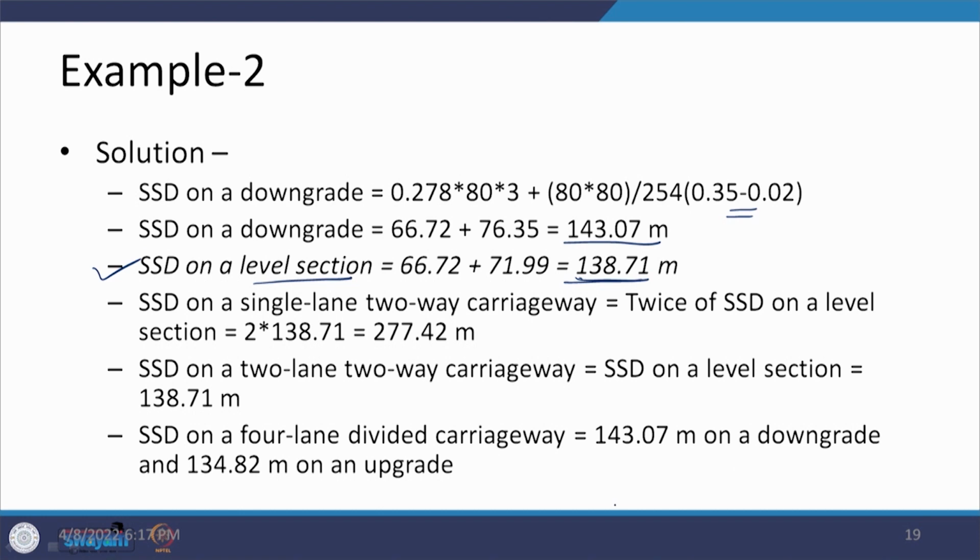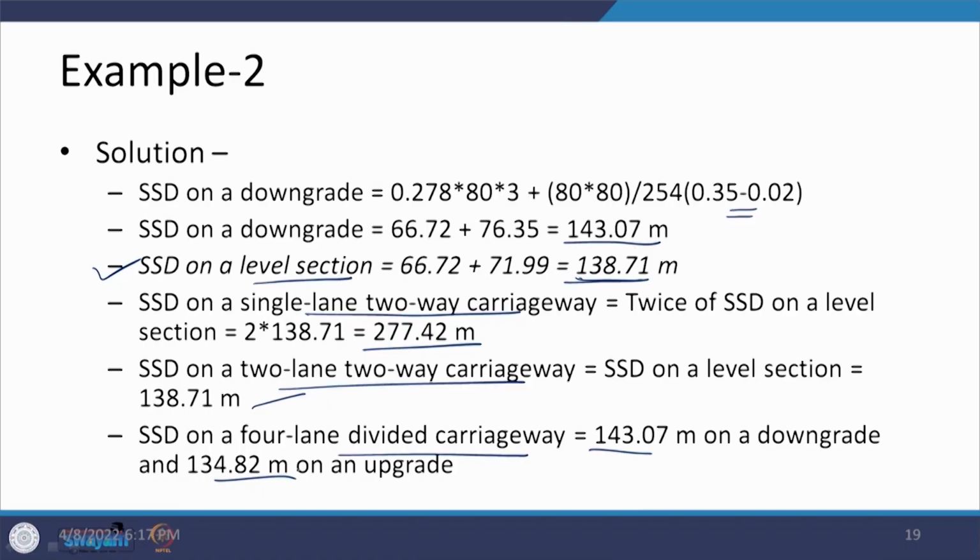Now, what three conditions are being given? Single lane two-way carriageway. In this case, the traffic is moving in both directions. So, one vehicle is going up, another vehicle is coming down. In one case it is reducing, in another case it is increasing. So, in that sense, for a simpler value of a level section, we can take that and take twice that value, which is going to give you the value for SSD here.